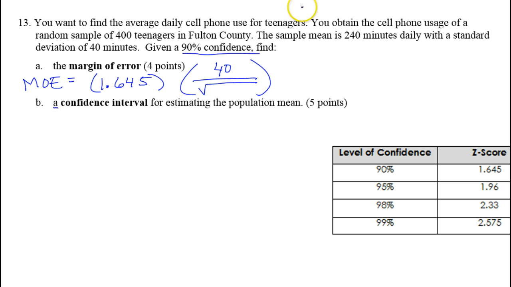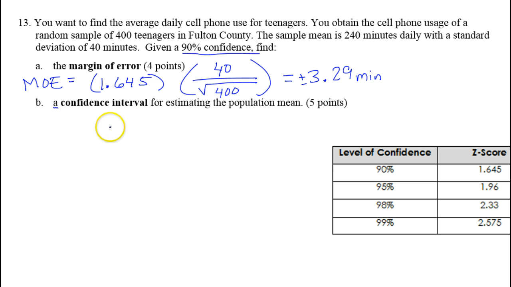So how many teenagers were surveyed? A random sample of 400 teenagers, so this should be 400. If you put all this in your calculator, that's going to give you the margin of error, the margin of error that will lead, in a moment, to a 90% confidence interval. I'm getting 3.29. So the margin of error is 3.29 minutes, or some people like to put plus or minus 3.29 minutes, give or take 3.29.